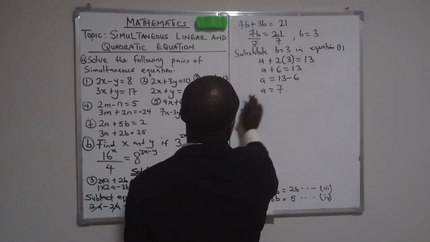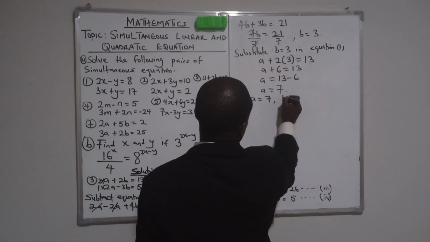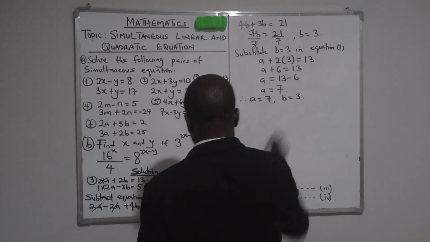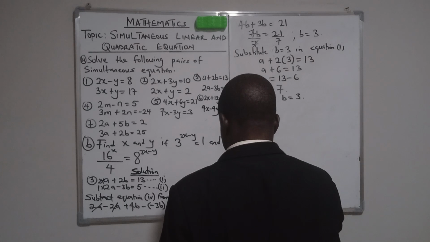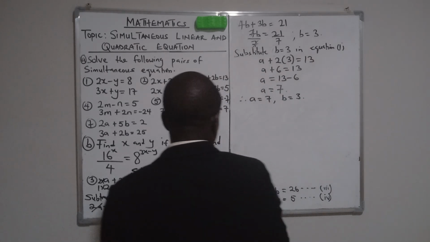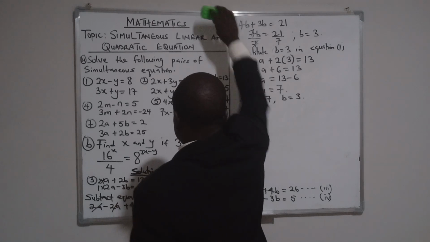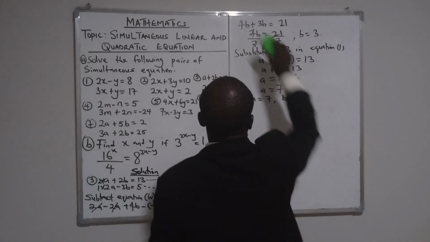Therefore, a equals 7 and b equals 3. A equals 7 and b equals 3. Now let's see the fourth question. The fourth question.